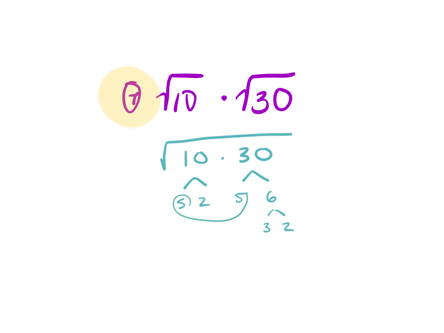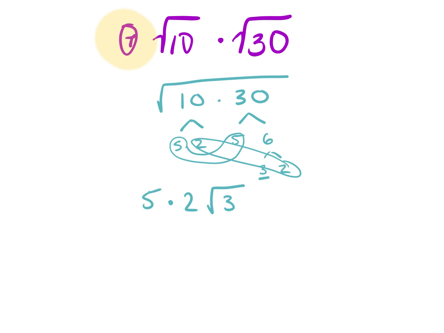We've got a pair of 5s. Anything else? A pair of 2s. So what comes to the outside? 5 and 2, but what do I do with them? Multiply. So 5 times 2 comes to the outside. What stays on the inside? 3. 3 did not get circled, so it has to stay. Awesome. So our answer would be 10 square root 3.